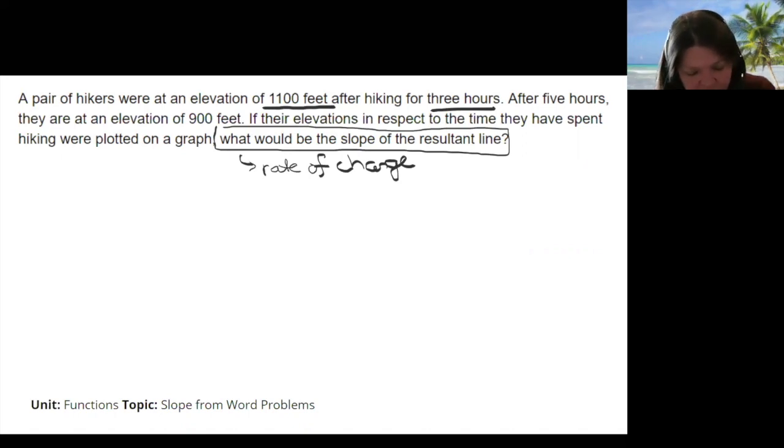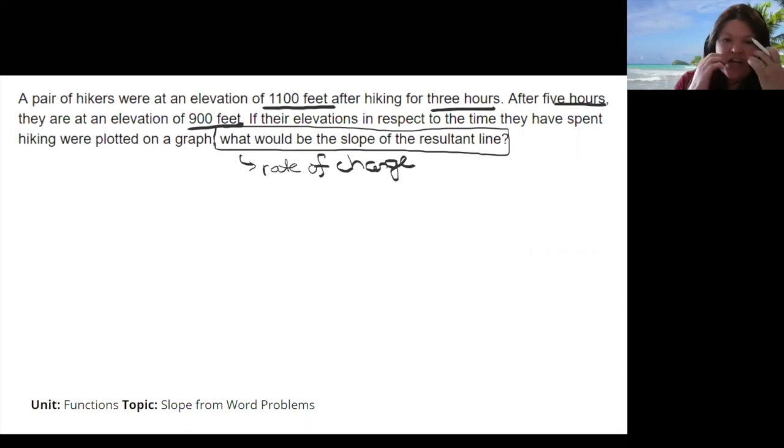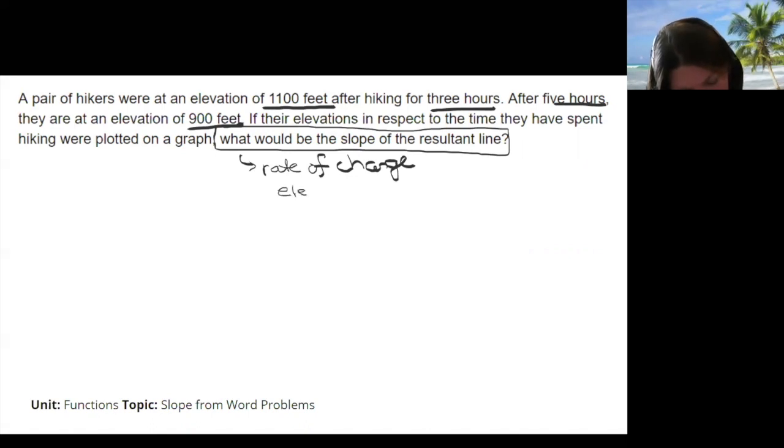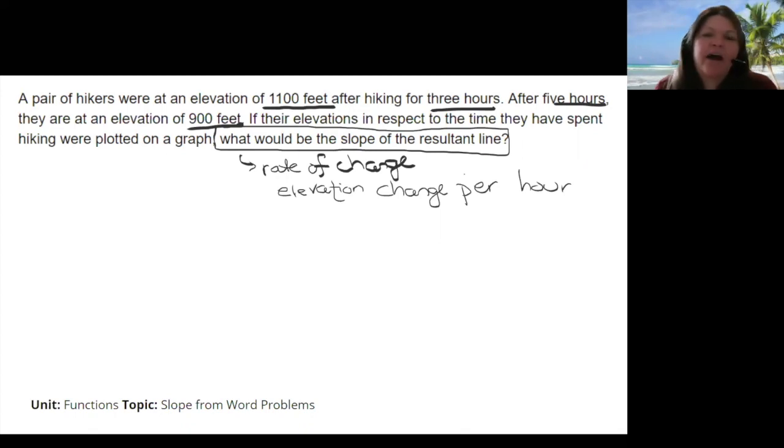And then after 5 hours, he's at 900 feet. As he hikes, his elevation's changing. We're looking for his rate of change. We're looking for how his elevation changes in an hour. We want the elevation change per hour.